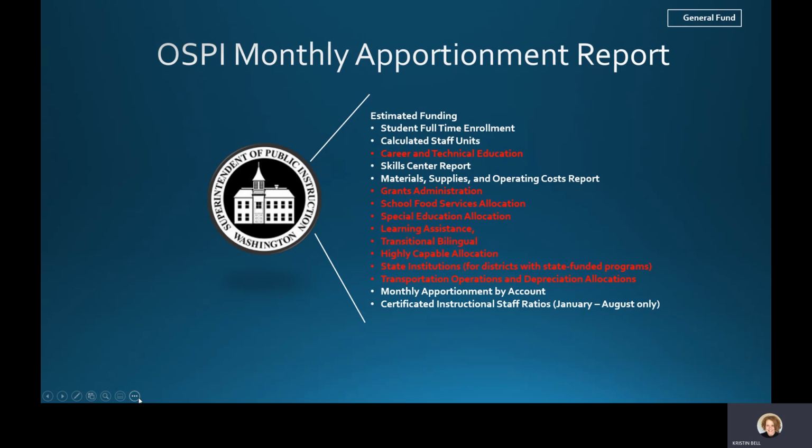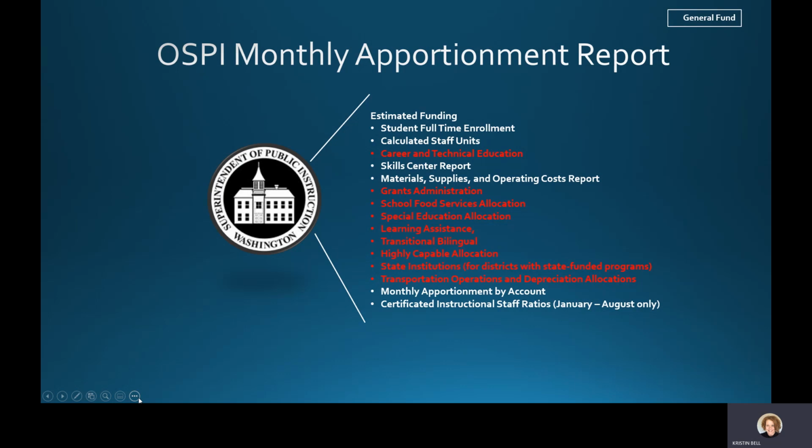This is just a quick sample of the different areas or items that are included on our state apportionment report that comes monthly. And I just wanted to highlight for you the areas in red. So those represent either state or federal special purpose revenue sources. So your career and technical ed, the majority of that is a state special purpose. There is a little bit of federal special purpose in CTE, but the majority is in state. Grants administration can be both depending on the grant. School food service revenue, again, can be both state and federal. Special education can also be both.